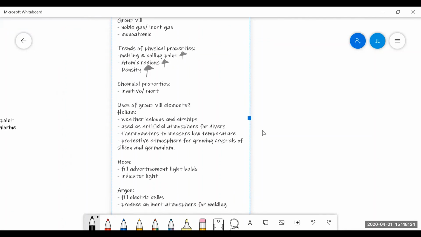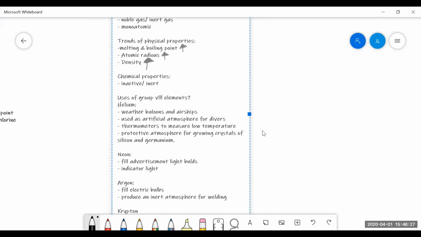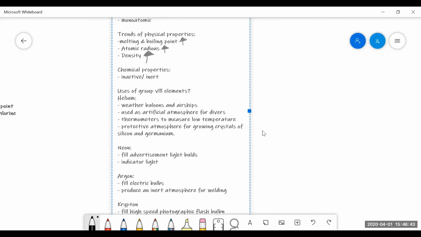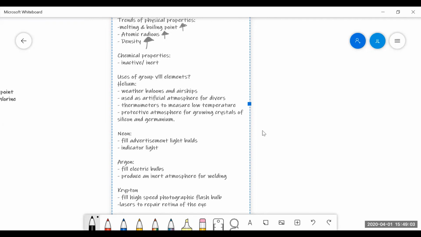Krypton is used to fill high speed photographic flash bulbs. And it is also used in lasers to repair the retina. Okay, those are medical uses.